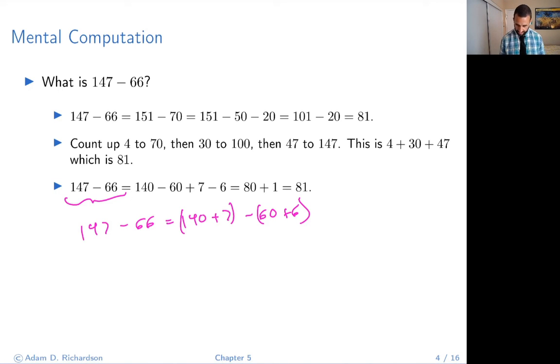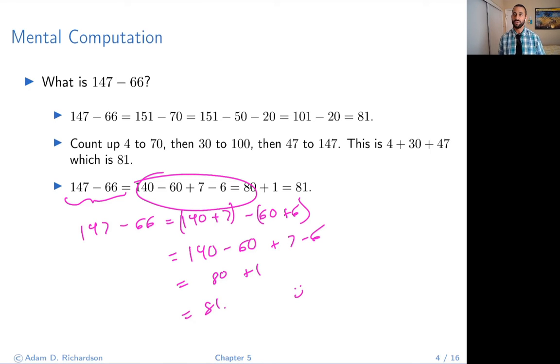plus 6. And now what I'm going to do is just kind of commute things around. I'm allowed to do that, right? So we have 140 minus 60 plus 7 minus 6, and that's where we get 80 plus 1, which is 81. Lovely, right? There we go. So there's lots of ways to do this. And even though this seems like a lot of work, you might be surprised at just how much of this you can actually do in your head.